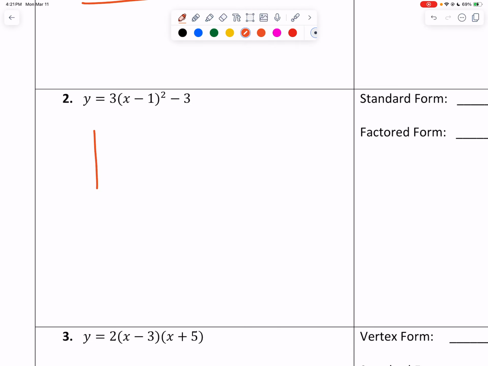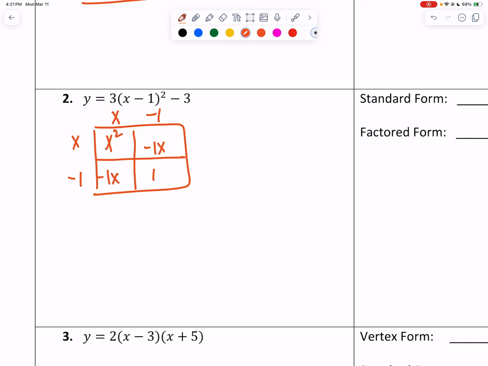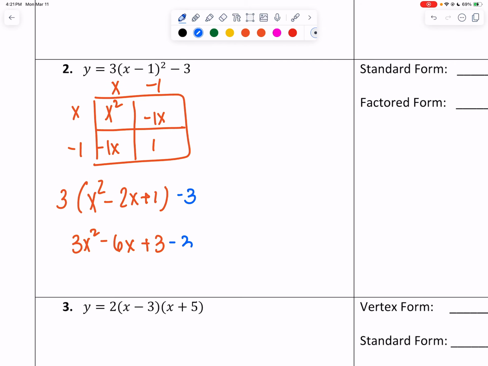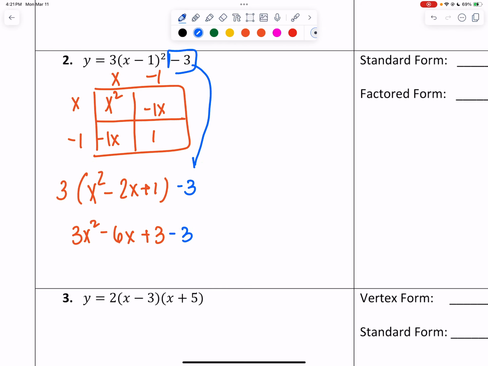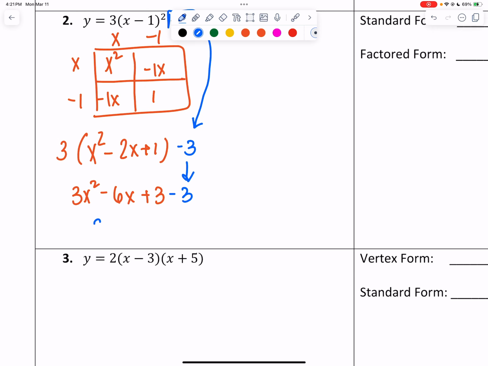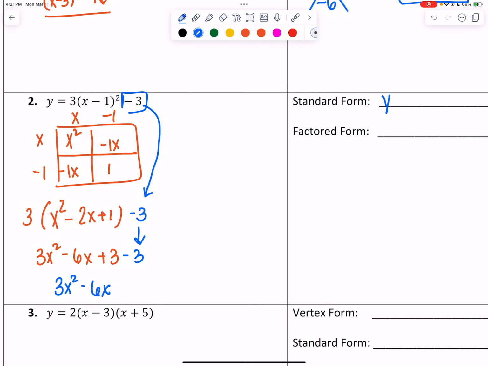So here I am going to go ahead and multiply x minus 1 squared by using box. That's going to give me x squared minus 2x plus 1. I'm going to multiply by 3 here. And then, of course, I got to subtract 3. So if I multiply by 3 here, that's going to give me 3x squared minus 6x plus 3, minus 3 because of this minus 3 right here. And then if I do that, I'm going to get 3x squared minus 6x. So that is my standard form.